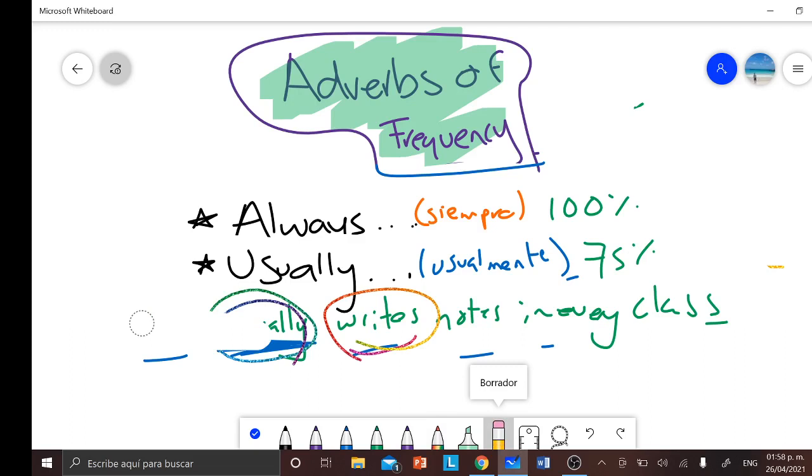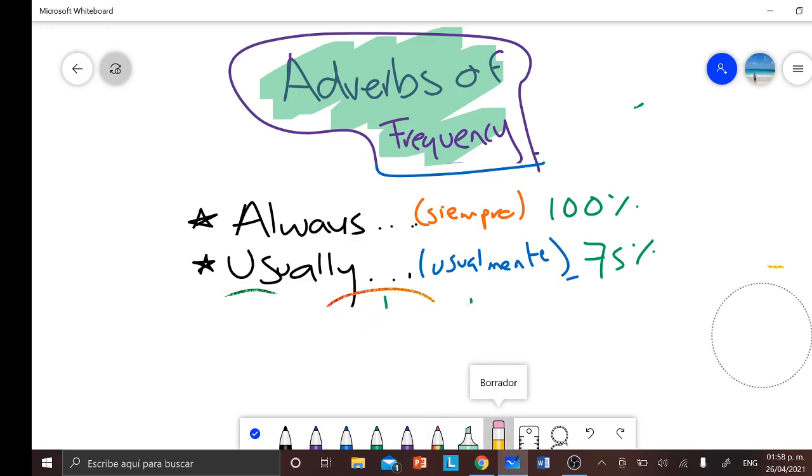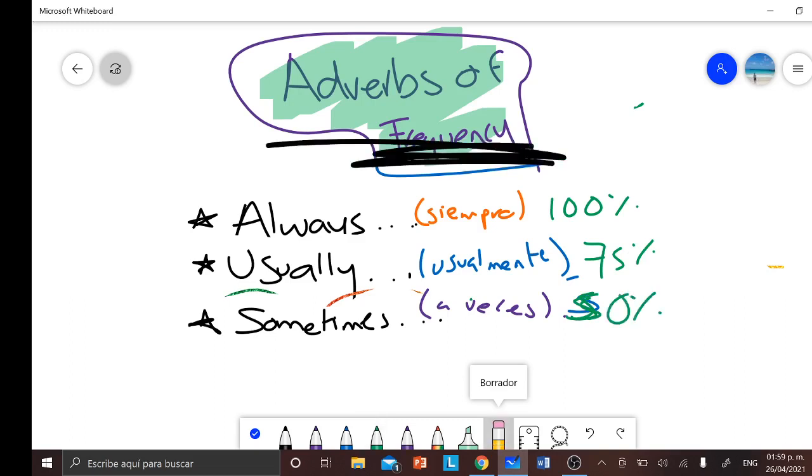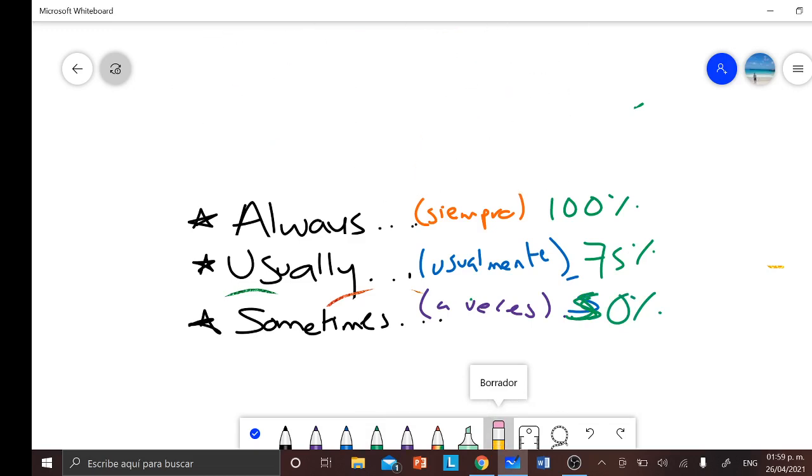Okay, well, let's continue with the next one. We just have three more. Nos quedan tres adverbs of frequency. Están muy fáciles. The next one is sometimes. Sometimes in Spanish means a veces. This one will be like a 50% if we would like to give it a percent. Si le damos un porcentaje, it will be like a 50%. Yeah. In a sentence, una oración, we can just say, for example: they sometimes go to the gym.